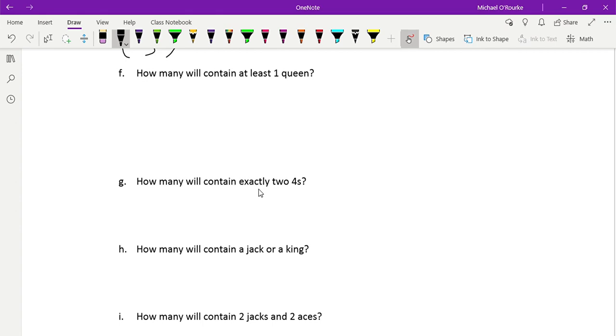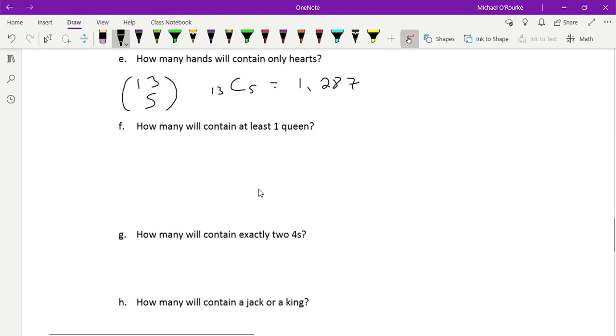We have 6 and 7. How many will contain at least one queen? At least one queen. 13 and 5. This is still a combination one. But are we going to solve this directly or indirectly? Indirectly. Correct.